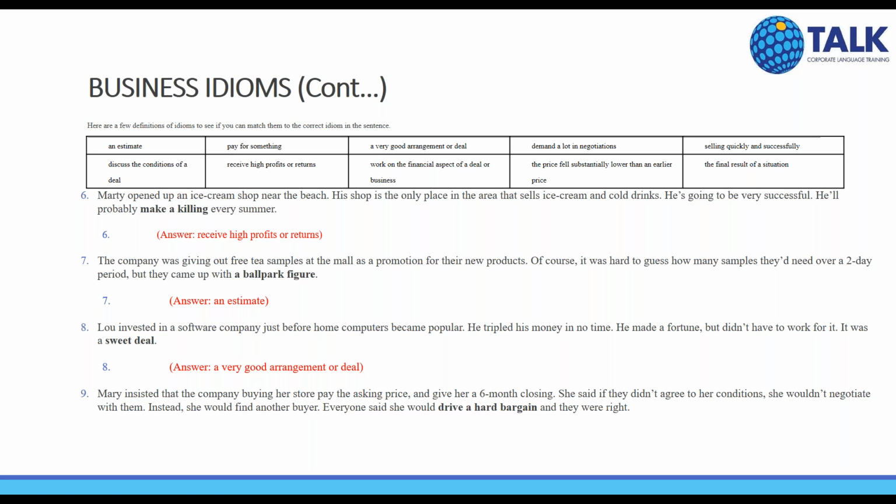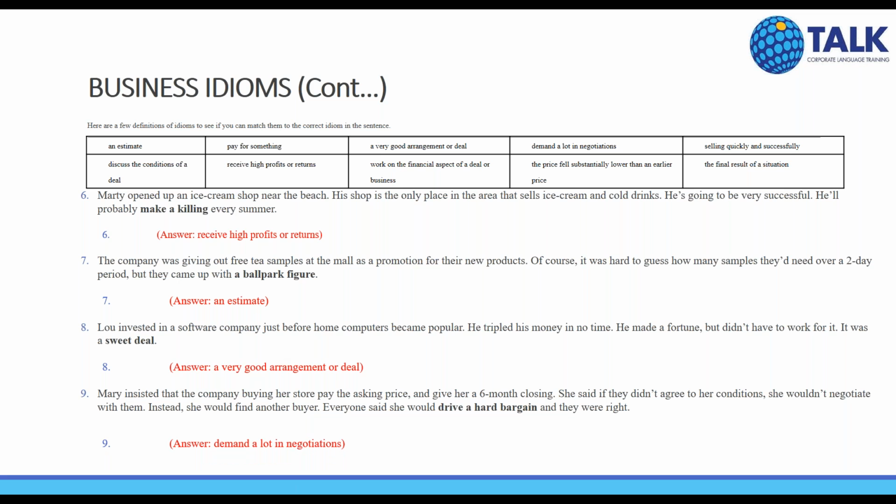Mary insisted that the company buy in her store, pay the asking price, and give her a 6-month closing. She said if they didn't agree to her conditions, she wouldn't negotiate with them. Instead, she would find another buyer. Everyone said she would drive a hard bargain. Driving a hard bargain means that Mary demanded a lot in the negotiations. It was not easy to do a deal with Mary.